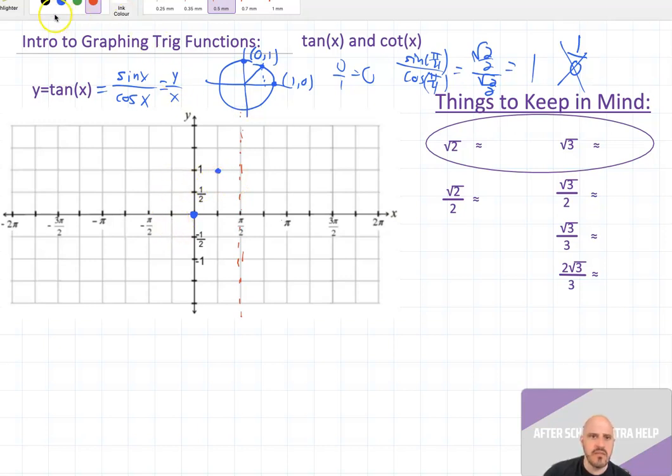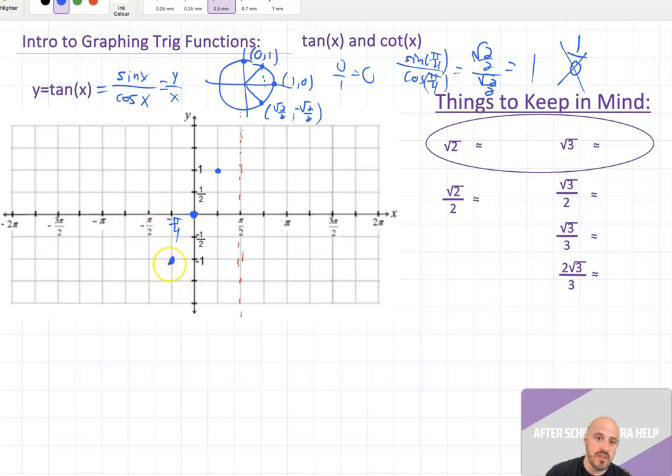Let's go to negative pi over 4. What's going to happen at negative pi over 4? Well, if I go down to negative pi over 4, again, both values are root 2 over 2, except the y, in my fourth quadrant, is negative. So I'm going to get that same 1 value out, except it's negative 1 this time. Negative root 2 over 2 divided by root 2 over 2 gives me a negative 1.